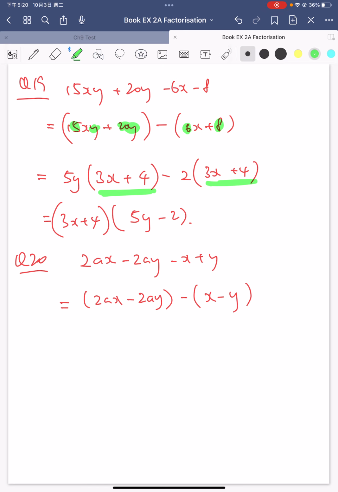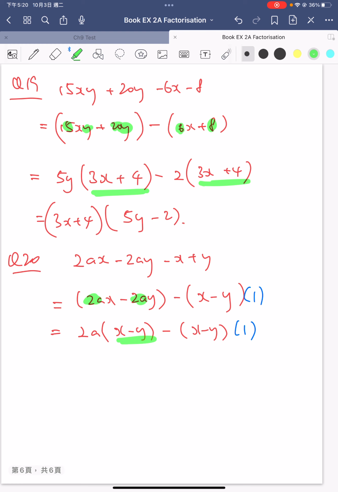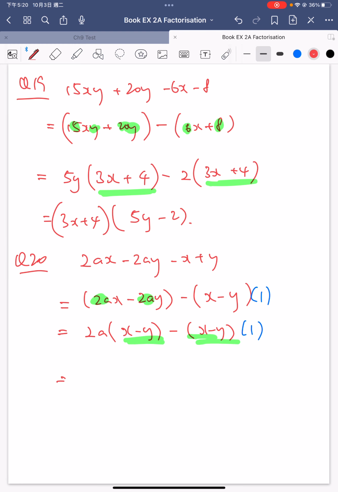So now we have 2ax minus 2ay. So 2a is going to be the common factor. We take out 2a, and we have x minus y. Then we keep the rest, x minus y, but bear in mind that anything times y is actually the same, so we keep this 1 here. Then we can take out this x minus y as a common factor. Then what we are left with is just 2a minus 1. So that's for question 20. Now we can move to question 21.